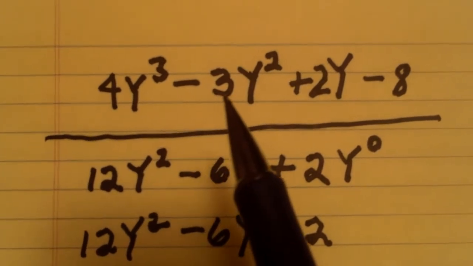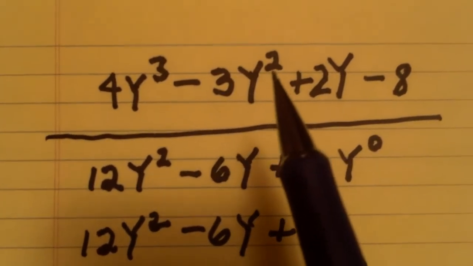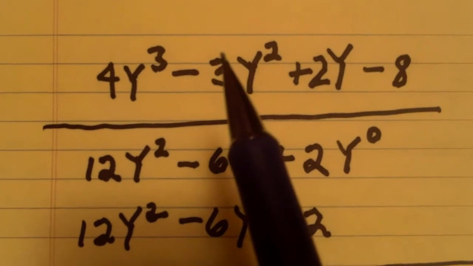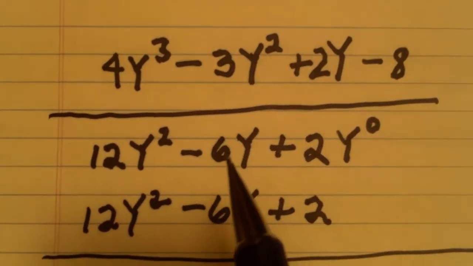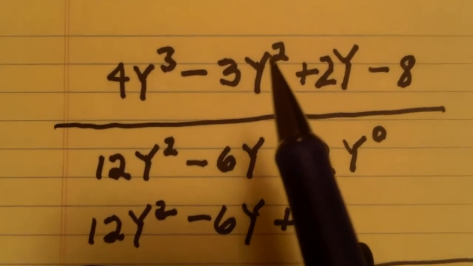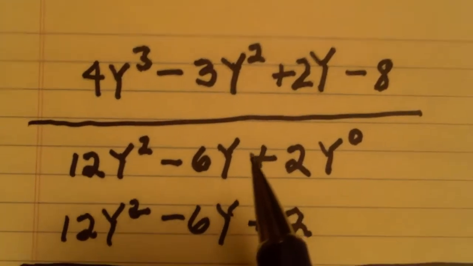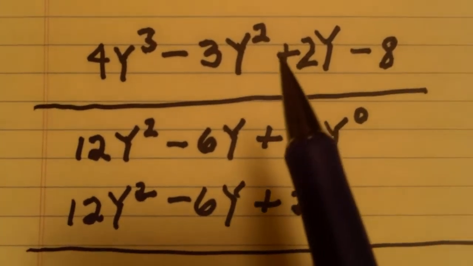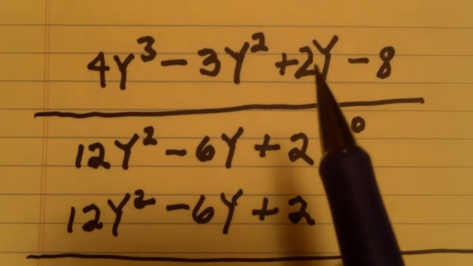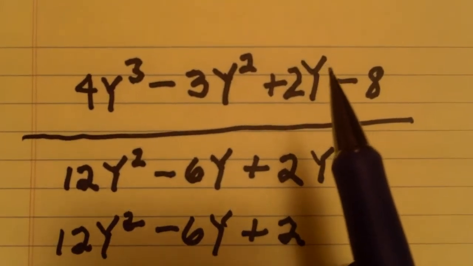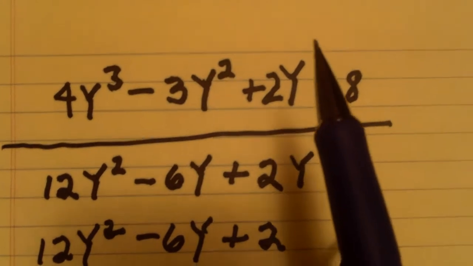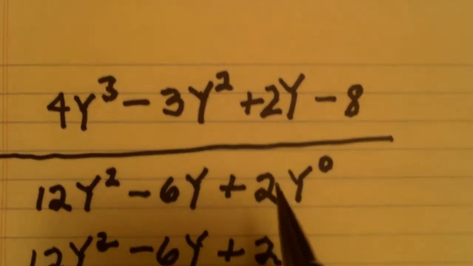I have minus 3y squared. So first thing I do is I multiply the exponent by the coefficient. 2 times 3 is 6. And then I subtract 1 from the exponent, which gives me y to the 1, which we know now is y. And then I have plus 2y, and I multiply the exponent, which we know is a 1. 1 times 2 is 2.